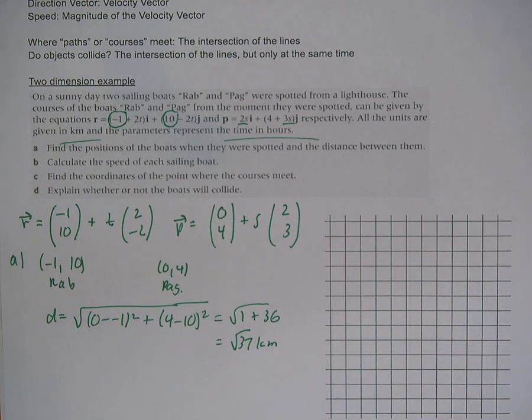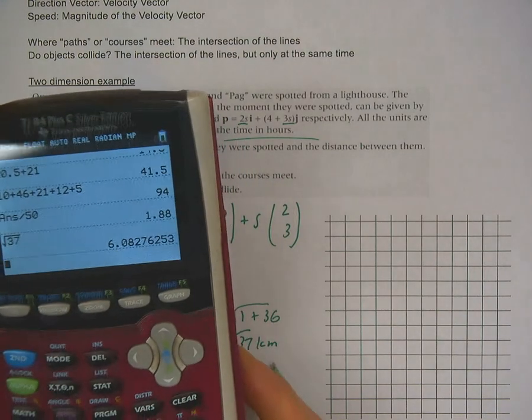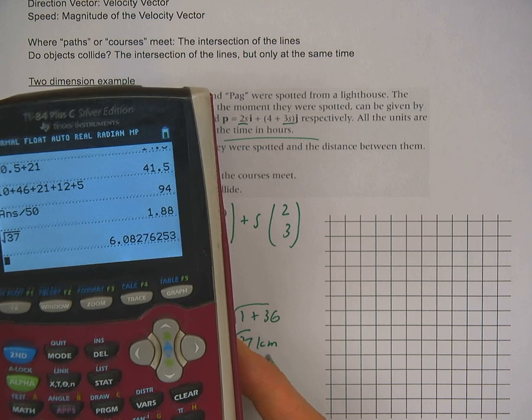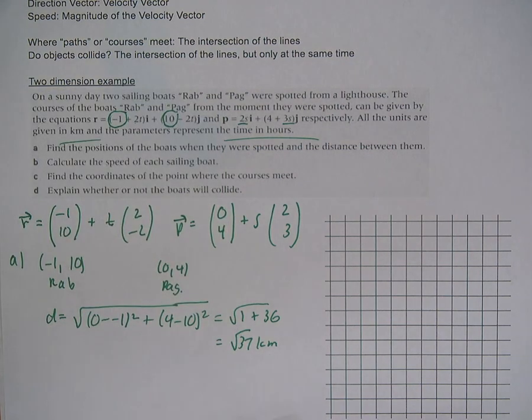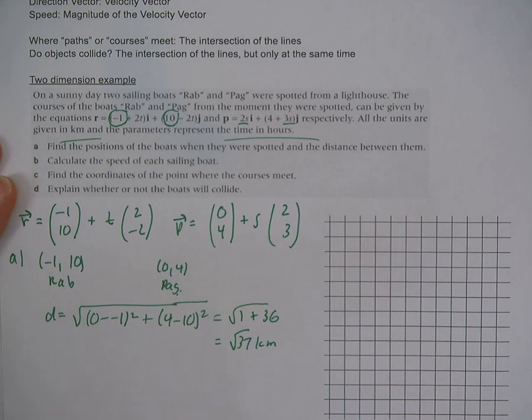If you wanted to make that a decimal, you can. Make sure you preserve 3 sig figs if you do that. So we could also write 6.08 kilometers. That would be so we have our positions here and here, and we have our distance here.